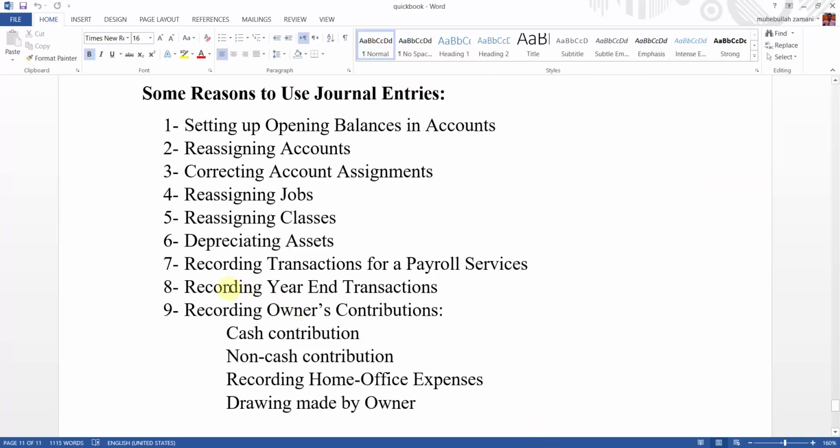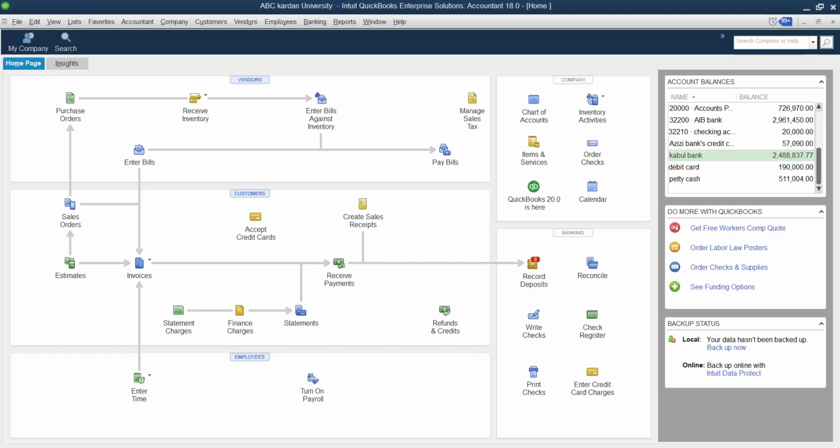Let us check the next one. Recording year-end transactions. Year-end transaction means, for example, at the end of the year, some accounts become debit, some accounts become credit, right? For example, let us say there is an expense by the name of rent expense. Total expense was 10,000, but the company paid only 8,000. So if the company paid only 8,000, in this case, how can we manage it?